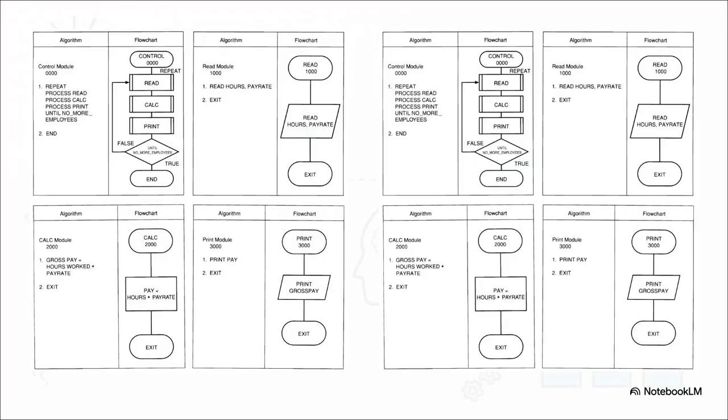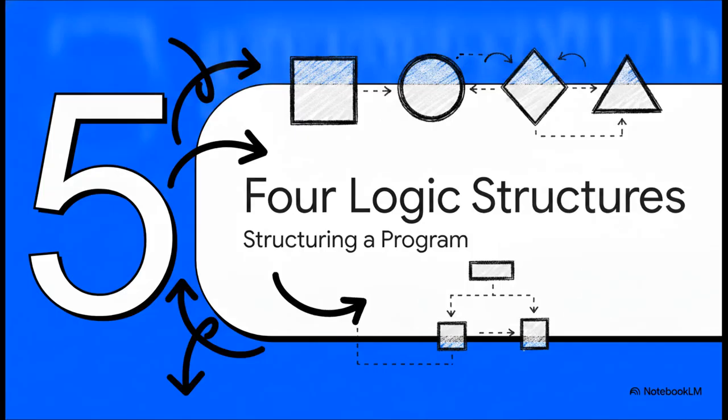What's really fascinating here is just how directly a flowchart maps right over to the pseudocode. Think about a visual flowchart with modules for reading inputs, calculating pay, and printing. Then look at the pseudocode algorithm. You can see how a read parallelogram perfectly translates to the text command READ hours, pay rate. The processing rectangle for calculating pay simply becomes the text equation gross pay equals hours worked times pay rate. The visual shapes are directly dictating the written logic. It's a one-to-one translation. Moving into Section 5, the 4 logic structures.